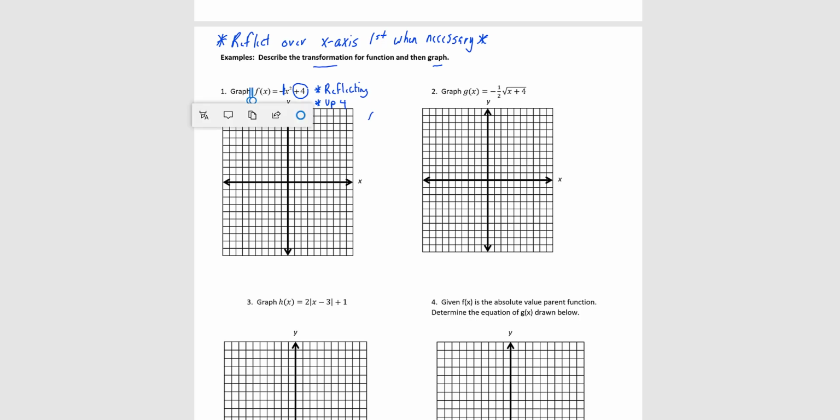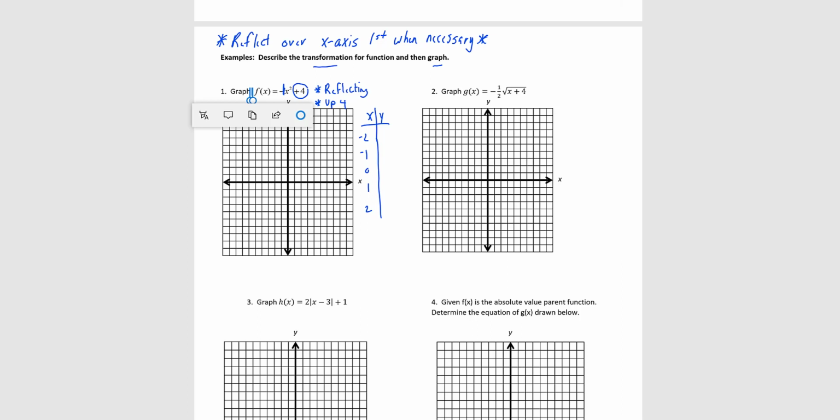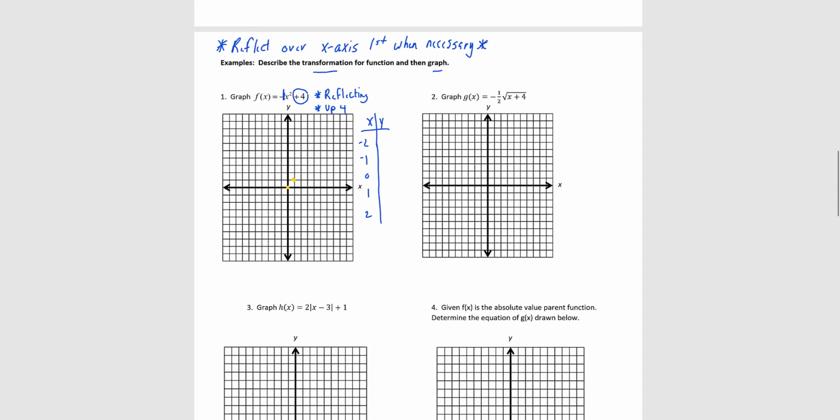You can either make a t-chart for this graph, which I'll do in just a second, or what I like to do a lot of times is I like to sketch the parent function. And I messed it up. So sketch the 5 points from the parent function and then use the transformation rules. So really all we have to do is count to graph the rest of this function.